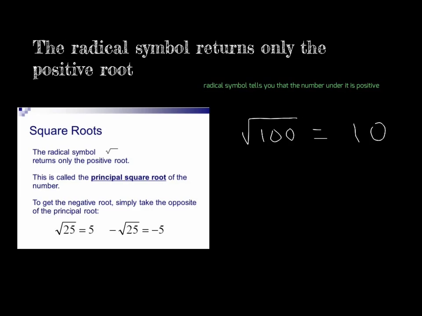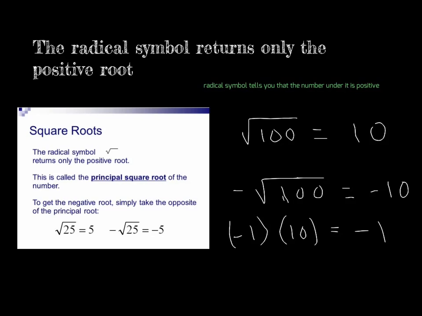The only way for us to get a negative answer in this situation is just like what the example showed us. If I had the square root of 100, I would have to multiply that by a negative 1 in order for me to get that negative 10. Because what we're saying here is that negative 1 times the square root of 100, which is 10, equals negative 10. And that's the only way we're going to have a negative answer.